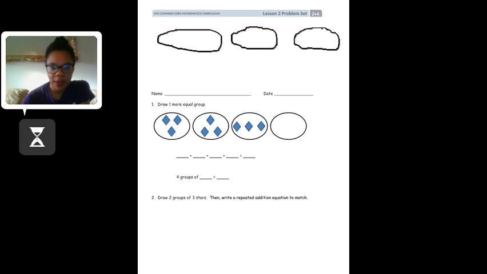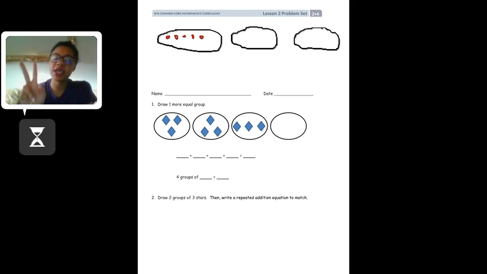So I'm going to grab my red pencil, and then I'm going to draw some little bitty stars, 5 in each group. So let's look at our first group right here, okay? Our first circle. We're going to draw 5 stars. So I'm going to grab my red pen and I'm going to go 1, 2, 3, 4, 5 stars. So my first group has 5 stars in it.